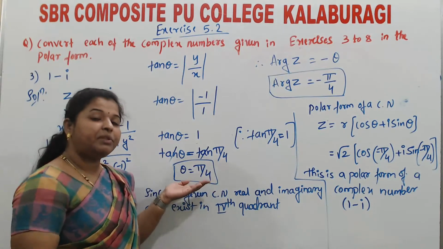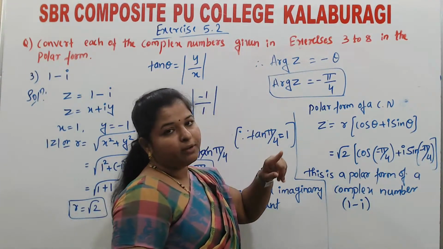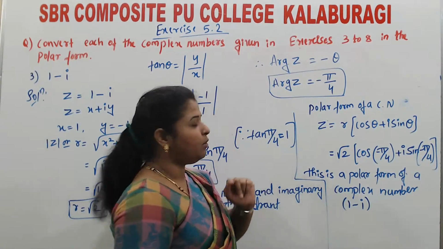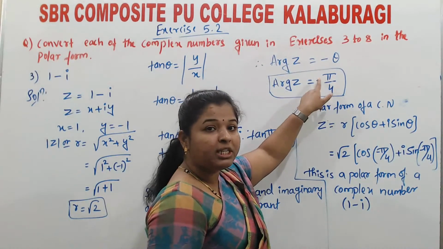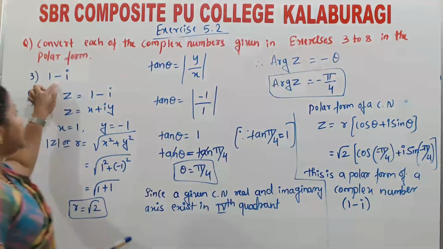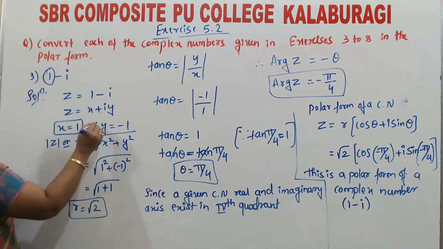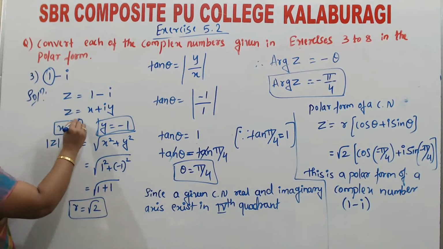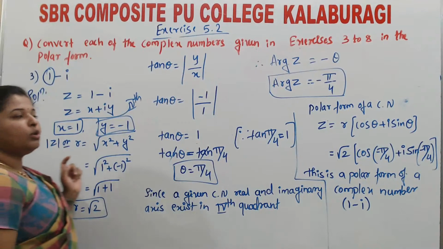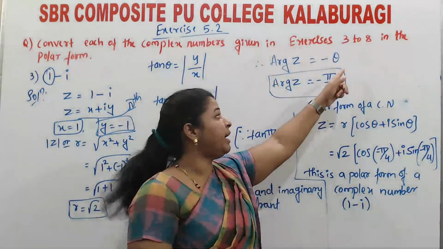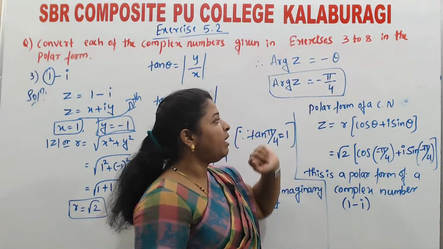After finding the value of theta, remember one thing, we have to write argument of z. Argument of z means theta must be principal value, right? That's why argument of z is equal to minus pi by 4. Why we wrote this minus? Because this point x is positive and y value is negative. X is positive, y is negative means this exists in fourth quadrant. In fourth quadrant, for argument of z we are writing minus theta. Therefore, argument of z is equal to minus pi by 4.